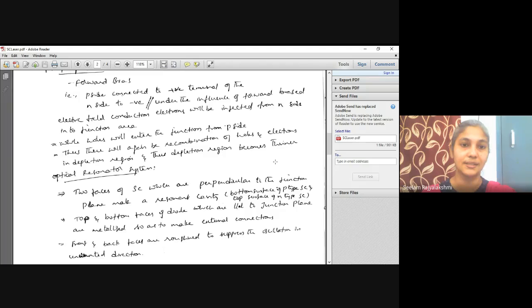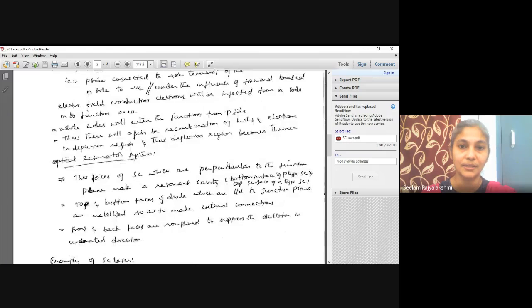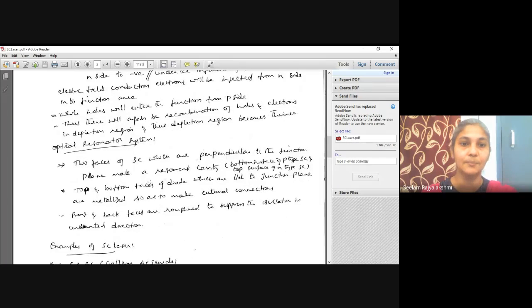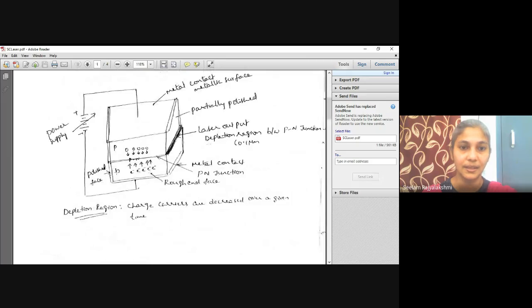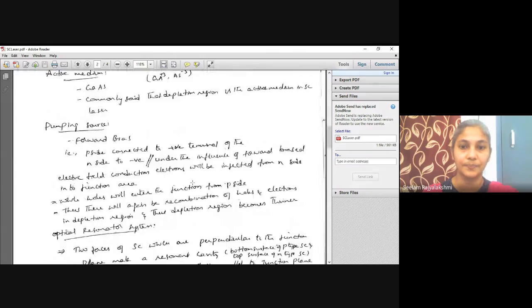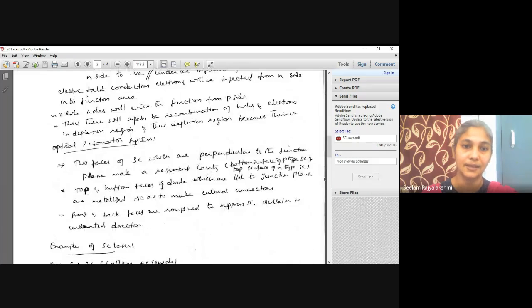Optical resonator system: the two faces of the semiconductor which are perpendicular to the junction plane make a resonant cavity, that means the bottom surface of the p-type semiconductor and the top surface of the n-type semiconductor, as seen in the figure. The top and bottom surfaces of the layer, parallel to the junction plane, are metallized so as to make the external battery connections.